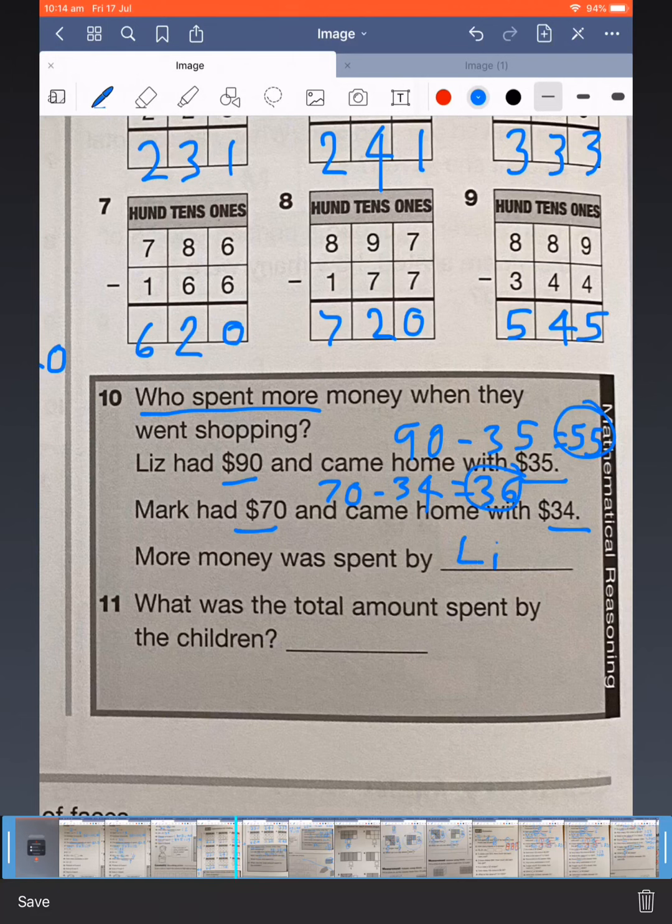Number 11, what was the total amount spent by the children? Total amount. That usually means that we add them together. So I need to add how much they spent together. So 55 plus 36. 5 plus 3 is 8, plus 1 is 9. $91. $91 was spent together. All right, very good.